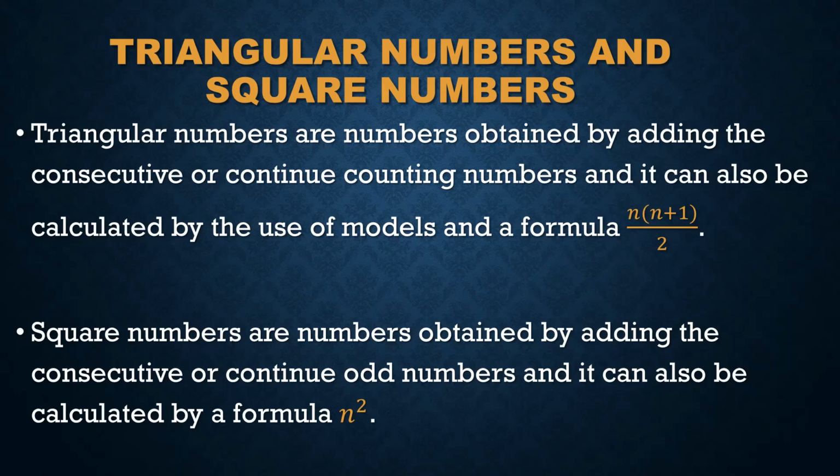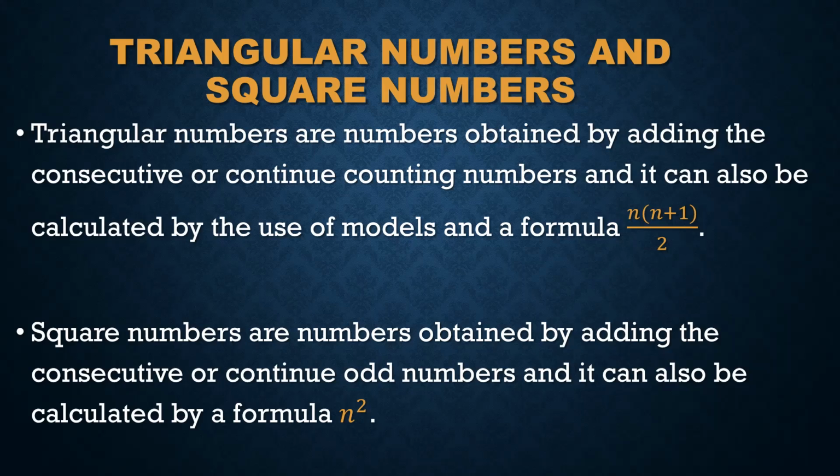So when you begin to add the continuous odd numbers, from the 1, you add it to the 3, you add it to the 5, you add it to the 7, you add it to 9, you add it to 11. When you add these consecutive odd numbers continuously, the answers that you get are the square numbers. Simply put, we can also use the formula n raised to the power 2, or n squared. So these are the two methods that we can use to find the square numbers.